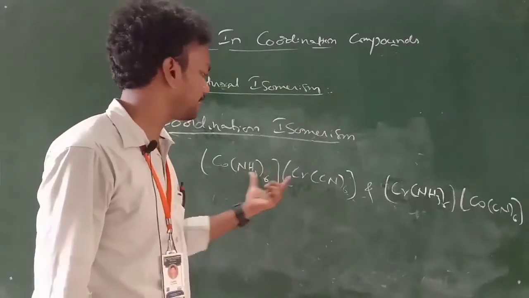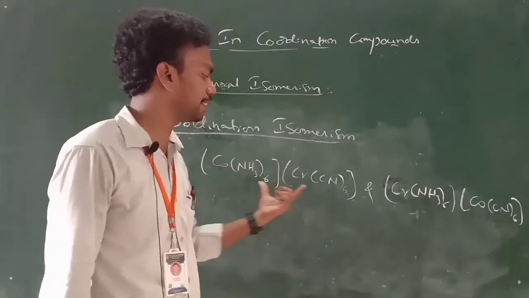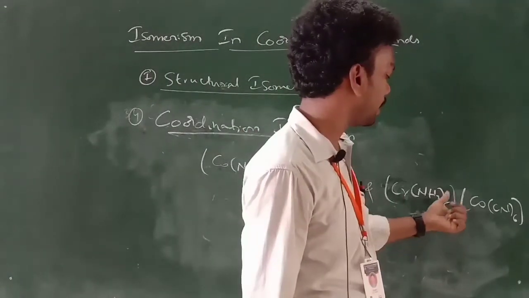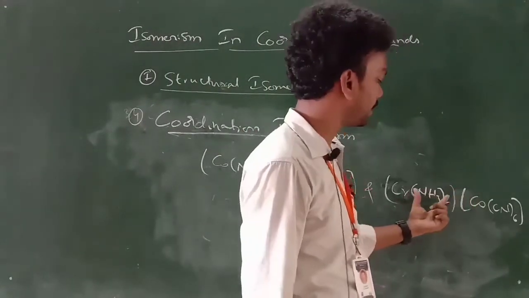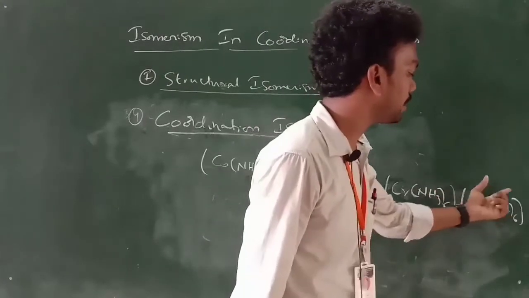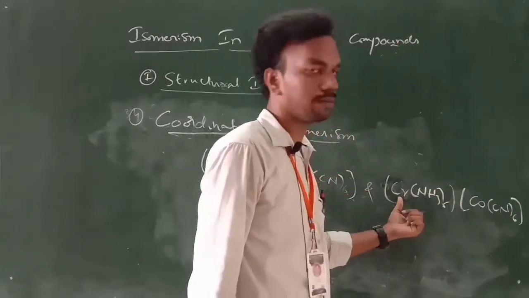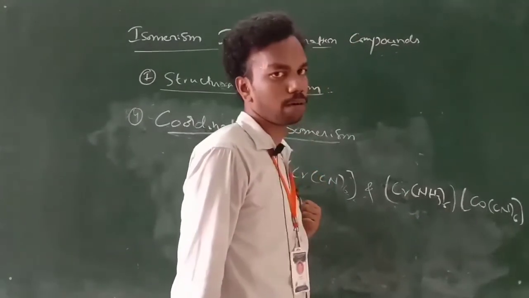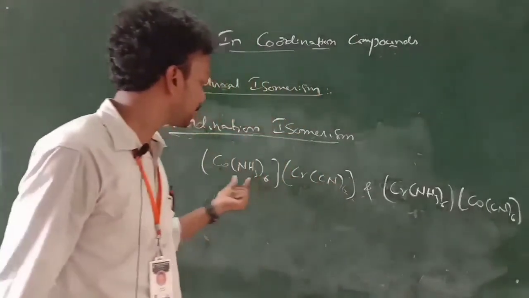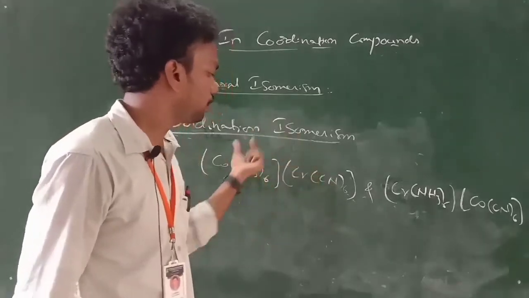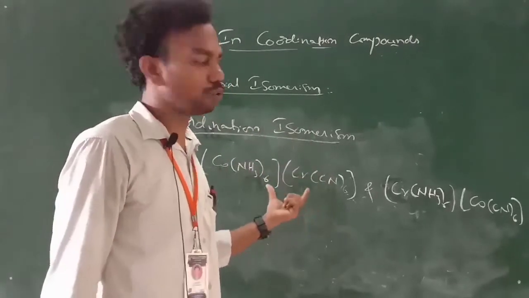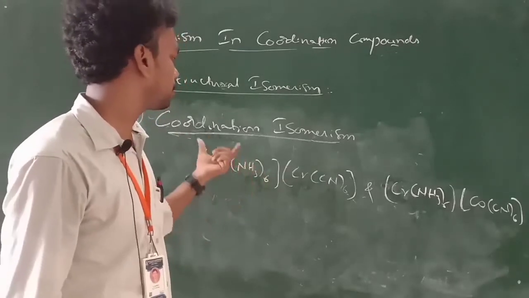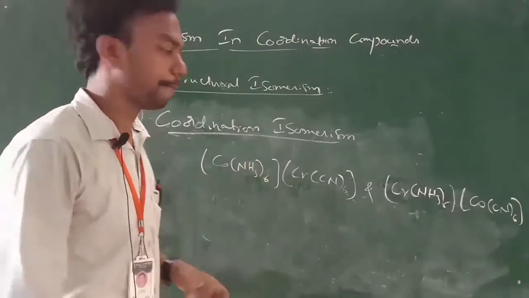So here 3 plus and here it is 3 minus. This is a cationic complex and this is an anionic complex. Now coming to here, [Cr(NH3)6]3+ and [Co(CN)6]3-. Here the chromium complex is the cation complex, and here the chromium complex is the anionic complex. That means the ligands ammonia and cyanide are interchanged between these two coordination spheres. So that's why this isomerism is coordination isomerism, right?